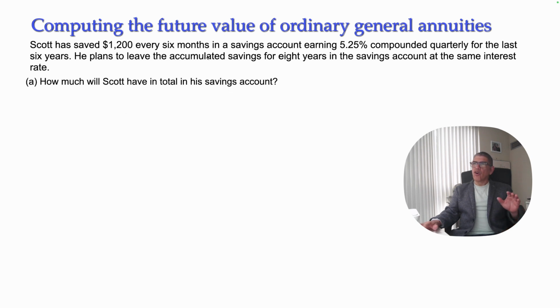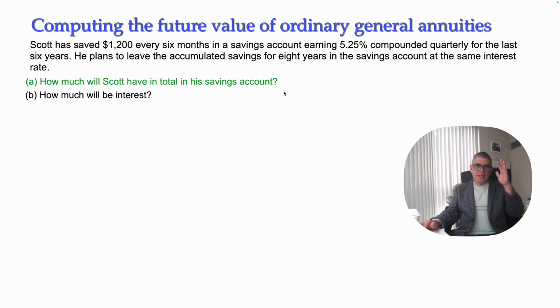So at the end of these 14 years, because we have 6 years at the beginning in which he was depositing this $1,200, and then he left this saving for 8 years more. So there are 14 years in total, and we want to know how much Scott will have at the end of these 14 years. And second, we want to know how much of this will be interest. So let's first solve the first part. How much will Scott have in total in his saving account?